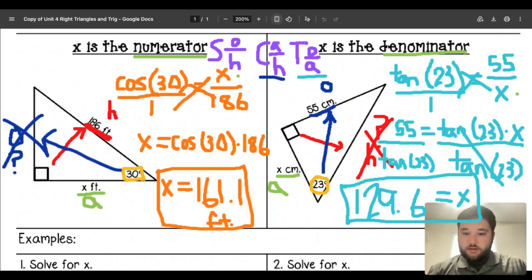Okay, we are in centimeters, so I probably should have added that. Sorry about that. Centimeters. Okay, and that is how the solving is different based on x in the numerator versus x in the denominator. So now you're going to have some time to practice this. Please use this video as reference. Please reach out if you have any questions.